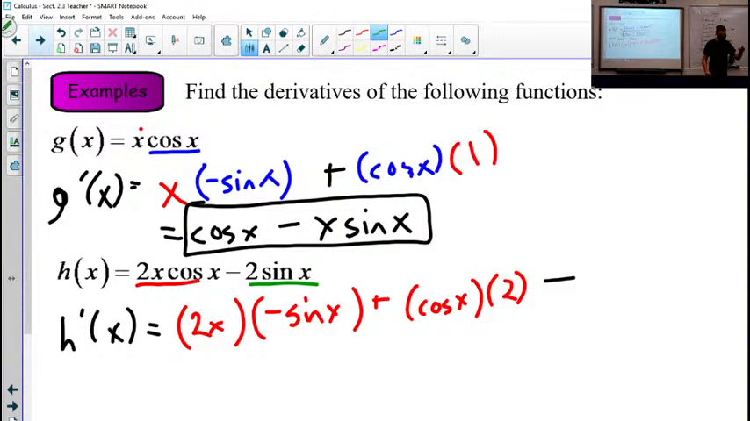This is not a product rule. We don't need the product rule for this one. Because if we just have a constant out in front, then we can keep the constant out in front and then have the derivative. So 2 times derivative of sine of x is cosine of x. So remember, derivative of sine is cosine, derivative of cosine is negative sine.